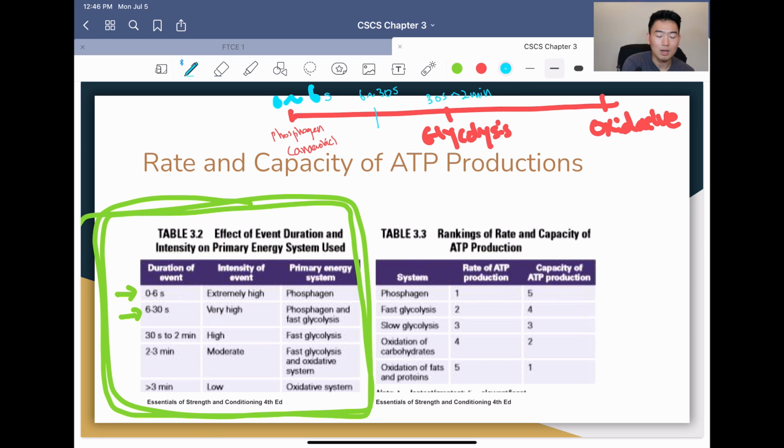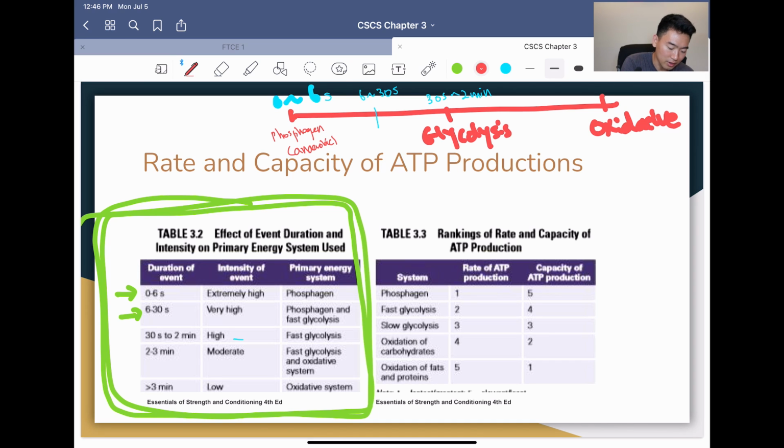So here, I'm just going to say a soccer player trying to carry the ball up the field like a midfielder. You're jogging. You're not sprinting, but you're also not jogging. You're kind of in the middle. So the intensity of the event is high, and you're using fast glycolysis at this point. So 30 seconds to 2 minutes, fast glycolysis.